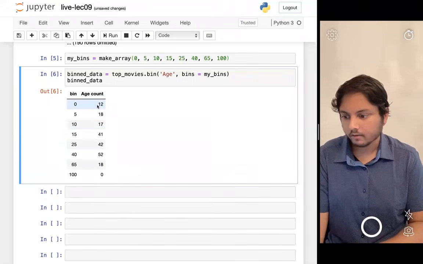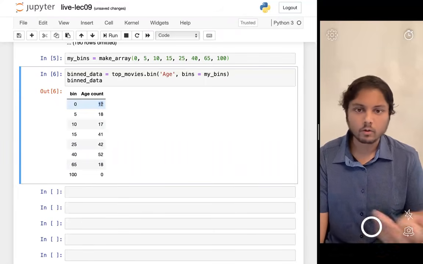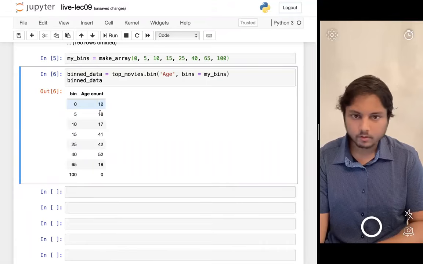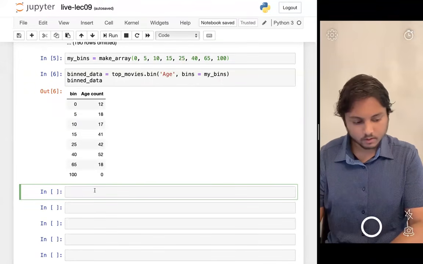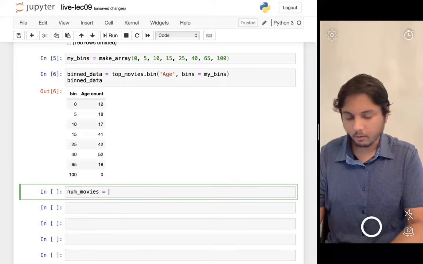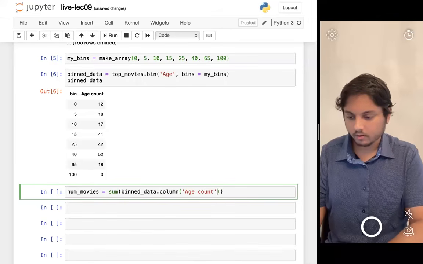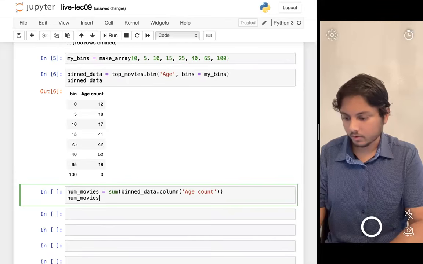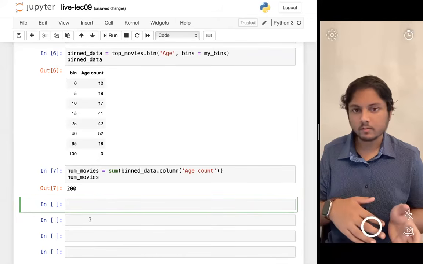And so if you want to know that, for example, this first bin, 0 to 5, there's 12 movies in there. Therefore, the percent of movies that is in that bin is going to be 12 divided by the total number of movies. And the total number of movies is just the sum of this age count column, because these are just the counts of all the movies. So what we can do is, first of all, let's just verify what the number of movies is. So the number of movies is going to be the sum of bin data dot column age count. And then we can just show this value here. So that's 200.